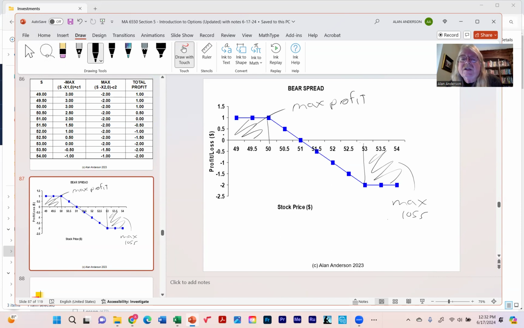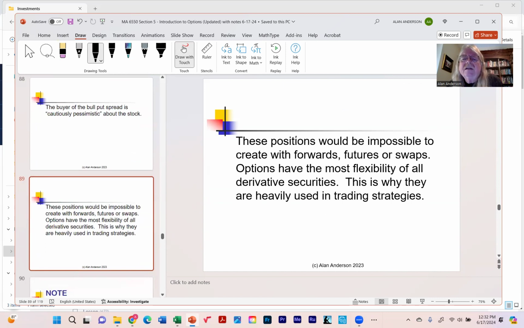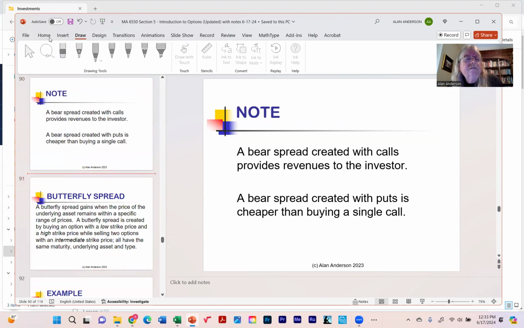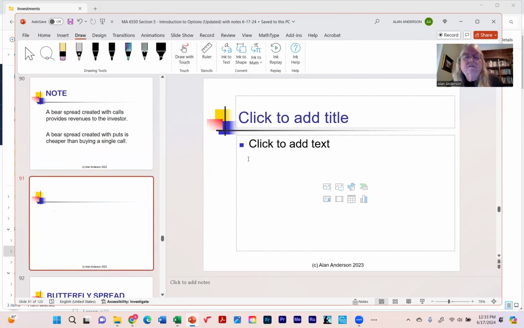Now, here's the most interesting one because it's something that is not done or cannot be done directly in the stock market and the forward contracts with futures. This is something that is really only feasible with options. Before we do that, I just want to mention this idea of volatility. Now, we all kind of know what the word volatility means. It means there's a lot of uncertainty.